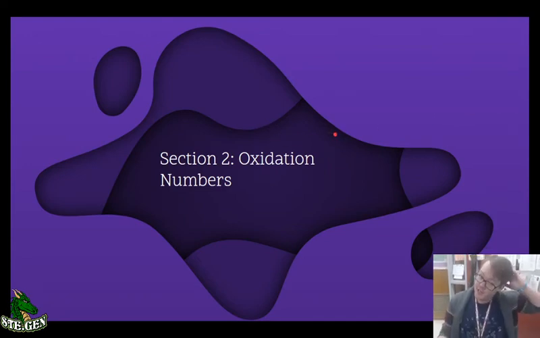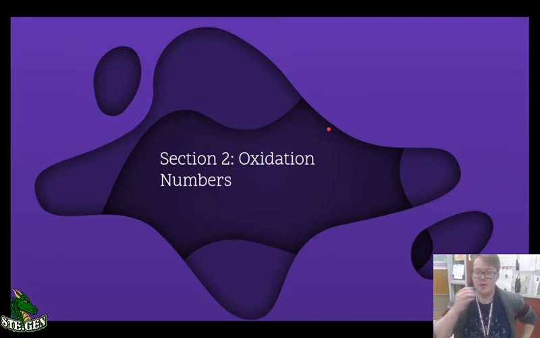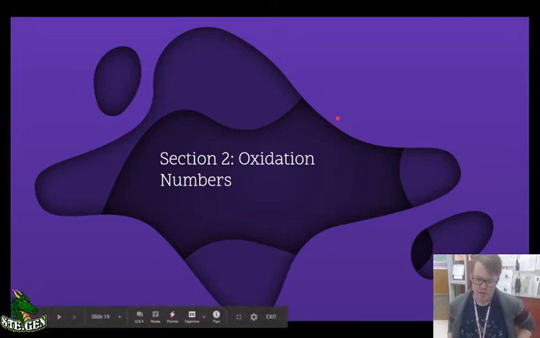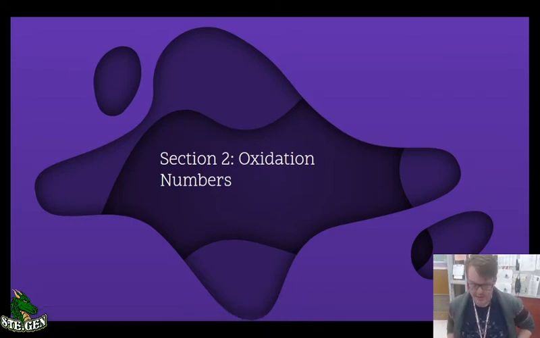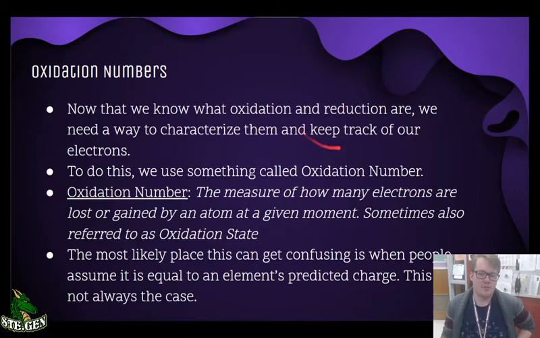We're here in section 2 of chapter 1 over redox chemistry, and we're going to be talking about oxidation numbers. We talked about what redox was in the last chapter, but now we're going to actually assign a value to that. So we know what they are, we just need a way to actually characterize them and keep track of our electrons. So to do this, we use oxidation number.